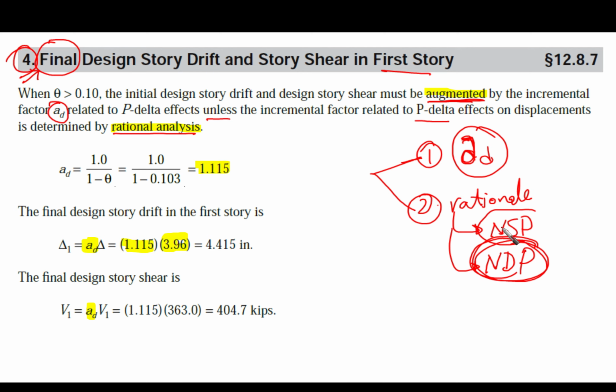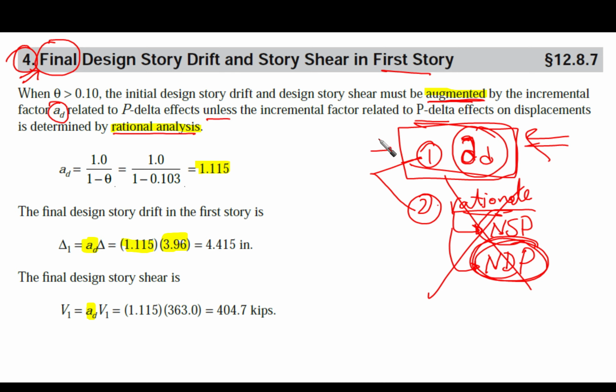Now, in this example, we are not going to look at the rational analysis. We are talking about approximate analysis now. So we are going to augment, or increase, the forces and the displacements in our members and the story drifts by an augmentation factor. This A_d is going to be based on section 12.8.7 in the code. We're going to find that this factor is going to be 1 over 1 minus theta.